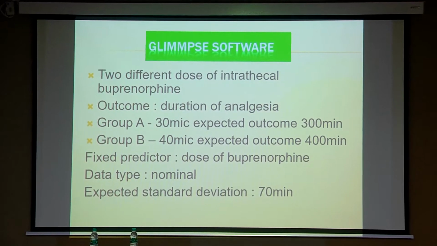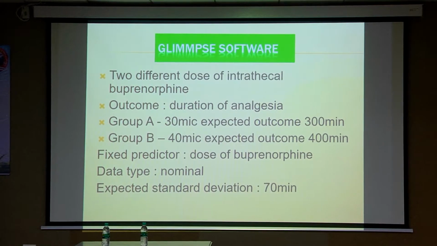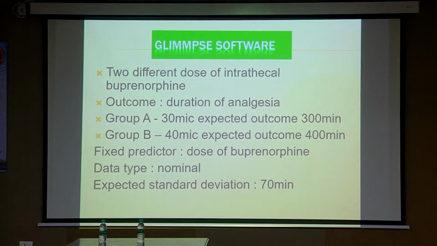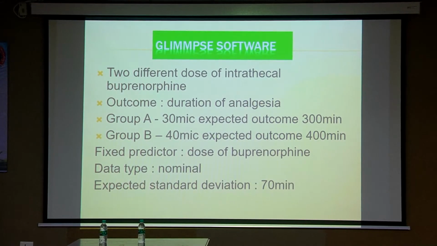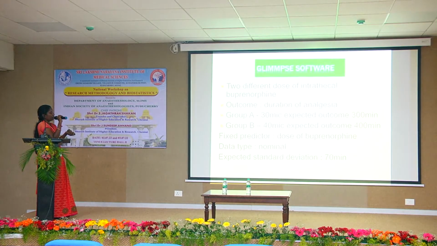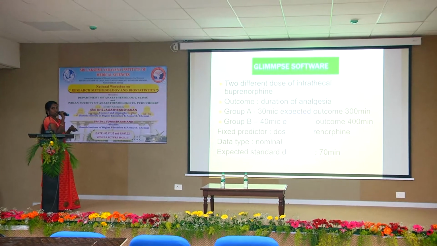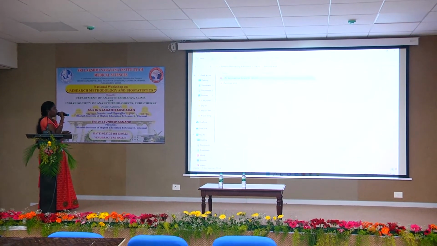Now, the most commonly used software. Buprenorphine in one group and 40 mics in another group, and their expected outcome. What is my expected outcome? It is the duration of analgesia. For A group, it is coming as 300 minutes and B group as 400 minutes, and the variable we are analyzing is nominal, and the expected standard deviation is 70 minutes. Now we'll see how we can load the software, GLIMMPSE software.